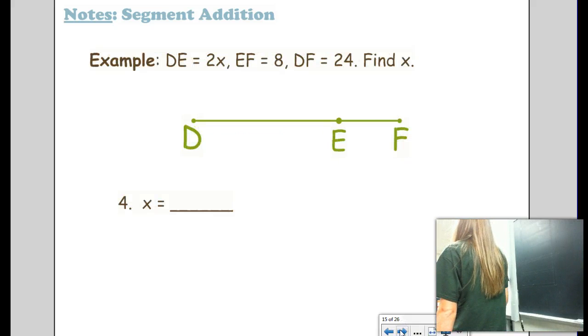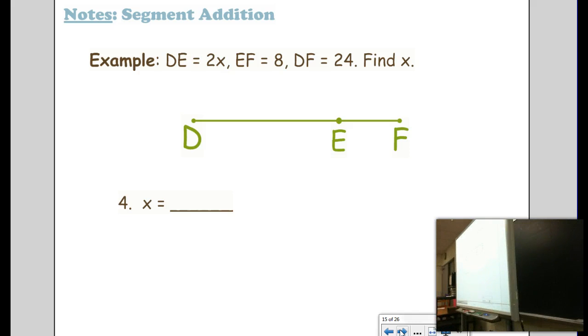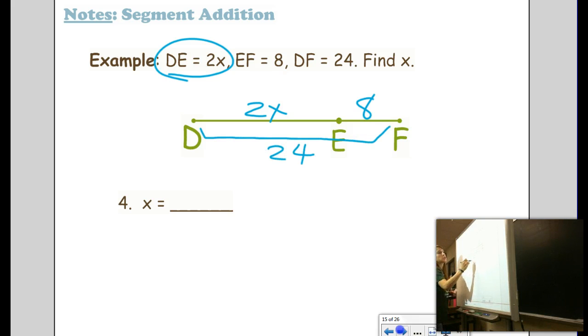All right, we got to try one, guys. D, E, F are collinear, and E is somewhere between D and F. Let's label our picture with the information they gave us. DE is 2x, so go right above DE and write 2x. EF is 8, so go right above EF and write 8. Finally, DF is 24. That one's harder to label. Draw your own little segment like that and put 24.